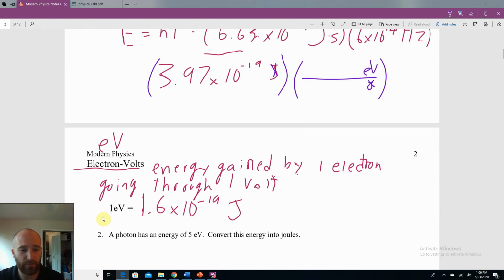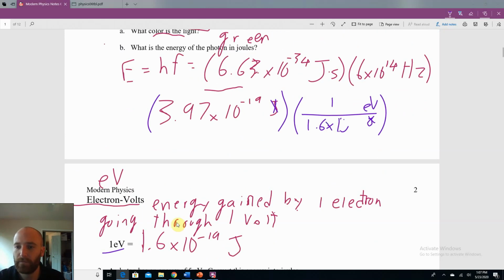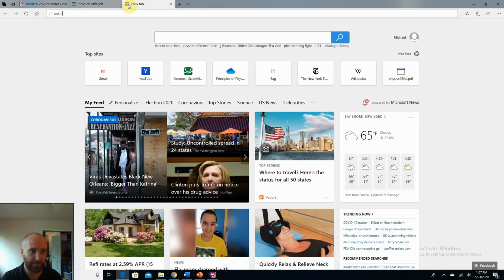According to the reference tables, 1 eV, so 1 electron volt, is equal to 1.6 times 10 to the negative 19 joules. Okay, just like when we did that electrostatics unit, I think we're dividing by the 1.6 because it's in the bottom of that fraction when we did this. So 3.97 times 10 to the negative 19 divided by 1.6 times 10 to the negative 19.